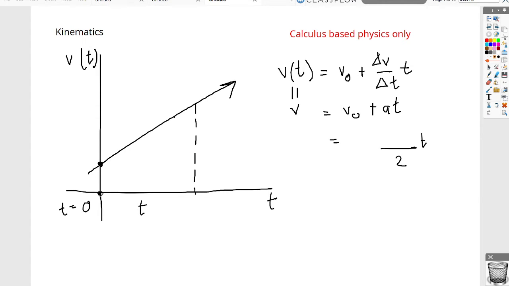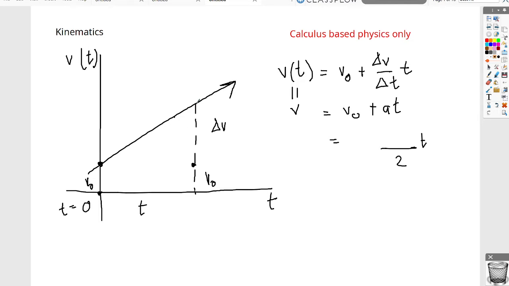So what's this first thing right here? This first height is v naught, because this is the initial velocity. So this will also be v naught, v0. Now what's this right here? This height is the change in velocity. Yeah, that's the height, the change in velocity.